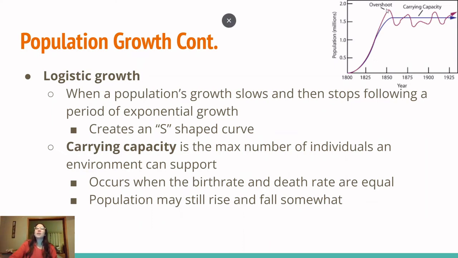They're going to go over it. Some of them are going to die off, then it's going to drop a little bit, and then rise, and drop, and rise, and drop. But it's all going to be right around that carrying capacity. So again, if I drew this line kind of through the purple, that would be my carrying capacity.